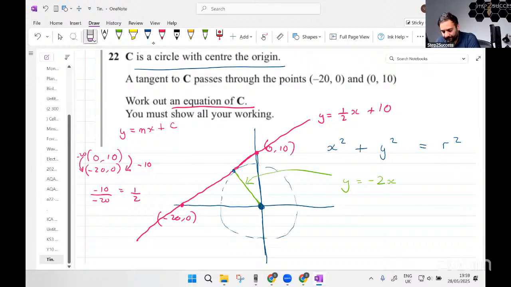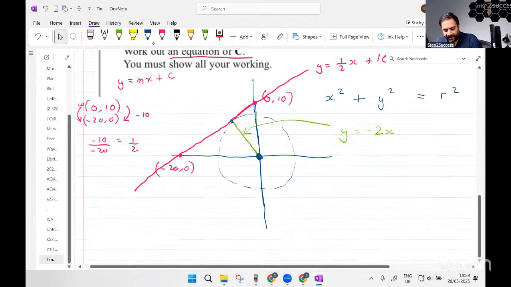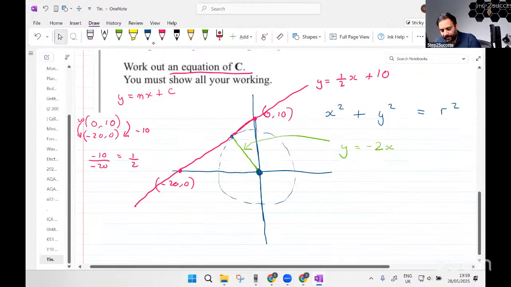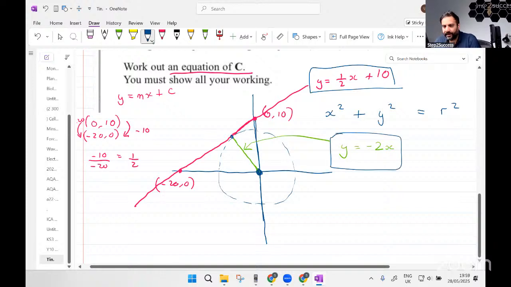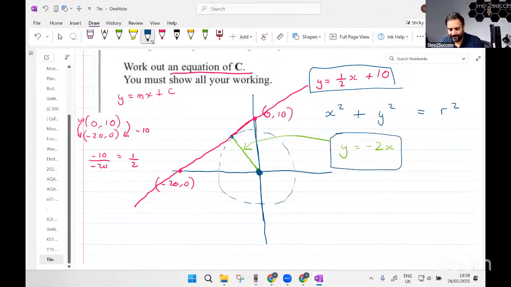So I'm going to now find out where those two lines, the green line and the red line, meet each other using their equations. That is the equation of the red line. That's the equation of the green line. If you ever need to find out where two lines meet each other and they're both y equals, just ignore the y's and put the other bits equal to each other. So -2x equals a half x plus 10.